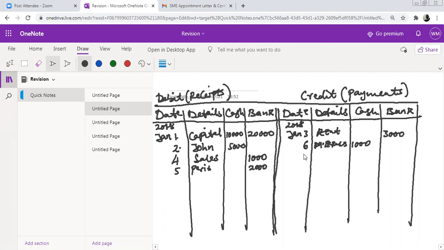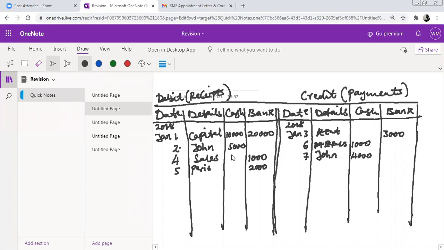So this is on seven. We paid John, and we paid 4,000 by cash. So we put it on the cash column. On eight, he took 2,000 out of cash box and paid it into the bank account.